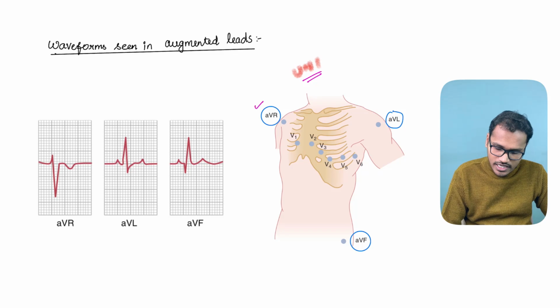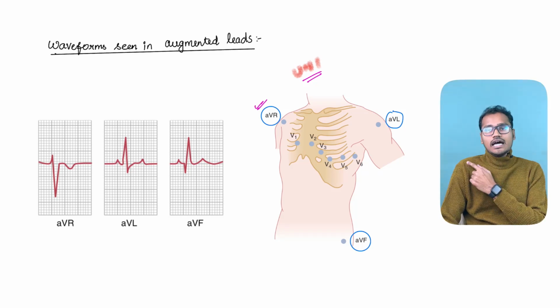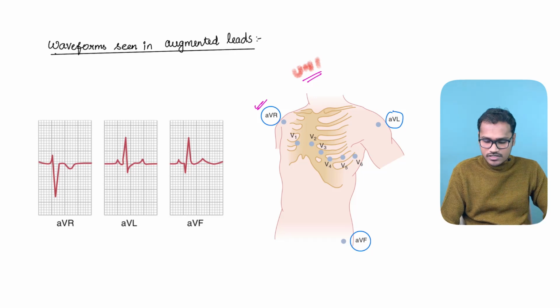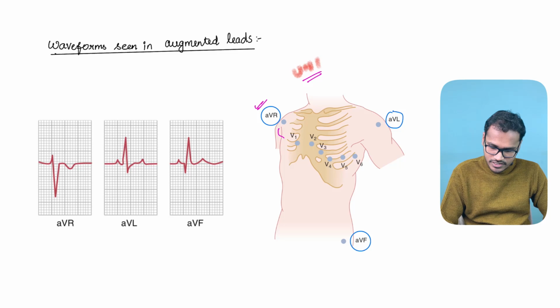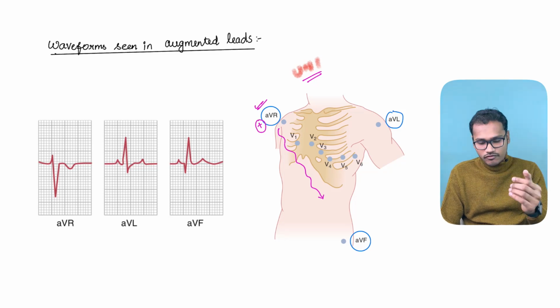So for AVR, the recording takes the potential only from here. AVR is positive here, and the waves, especially the R wave, are going away from AVR. So how will the deflection of the R wave be in AVR?